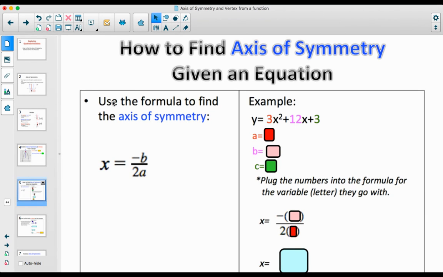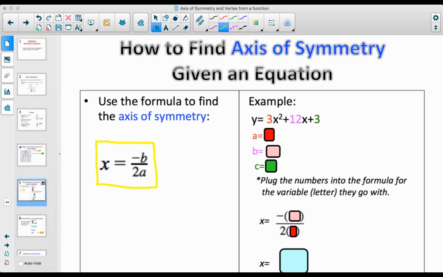In order to do that, we're going to need to use this formula here. This is an important formula you guys need to know. This is the formula you use to find the axis of symmetry. Remember, the axis of symmetry is always going to be x equals some number, and we're going to use this formula: x equals negative b divided by 2a. Now you might ask, where did the b and the a come from? Let's look over here at the right.